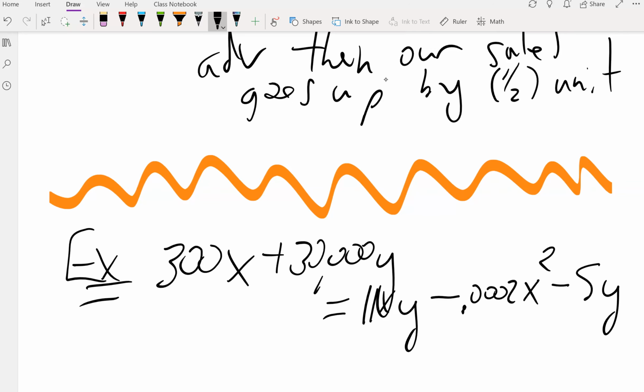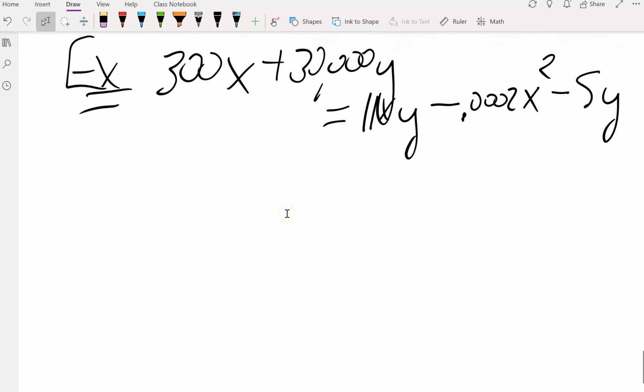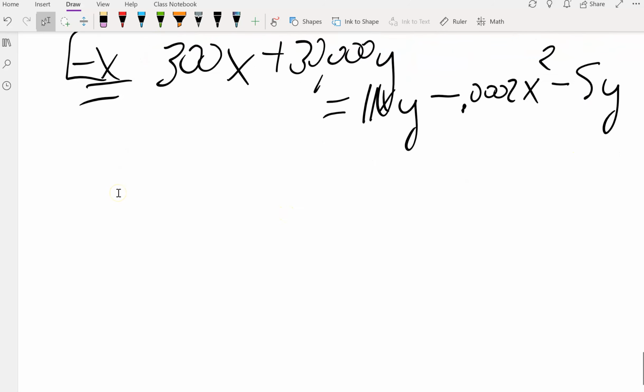So here's my equation. The first thing I do with every equation, and let me read this: 300x plus 30,000y equals 11xy, by the way, 11xy minus 0.002x squared minus 5y. So taking the time to solve for y may not be beneficial for me. So now, what does this equation do? That's the next thing I like to make sure, is I know what each of these do.